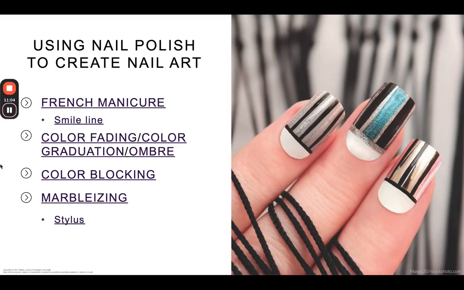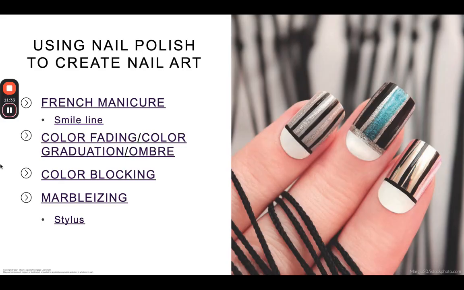You can also marbleize with nail polish. Marbleizing is a swirled effect when you combine two, three, or more colors while they're wet, and you mix them on the nail with a tool called a stylus. Sometimes we call those tools a dotting tool, but the text refers to it as a stylus.